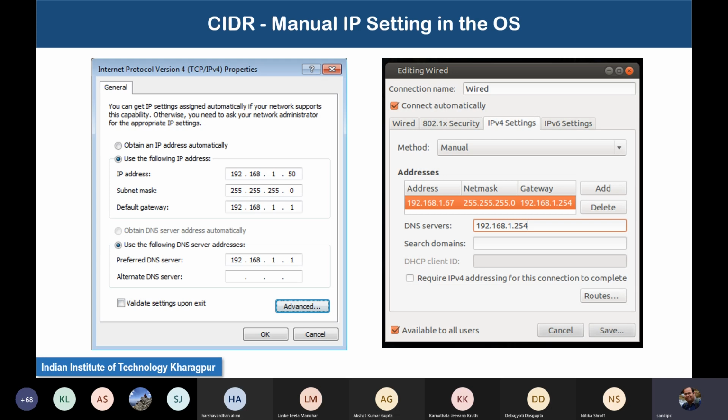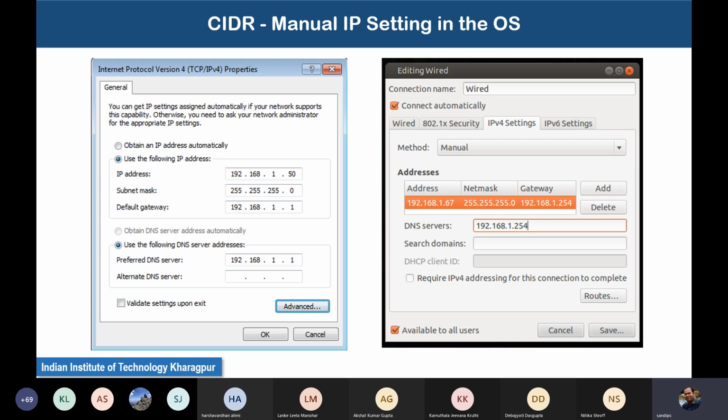That means if you want to forward a packet outside this subnet, to which machine will you forward that packet, which will do the routing? Well, that particular machine, we call it the gateway or default gateway. So here my default gateway is 192.168.1.1.